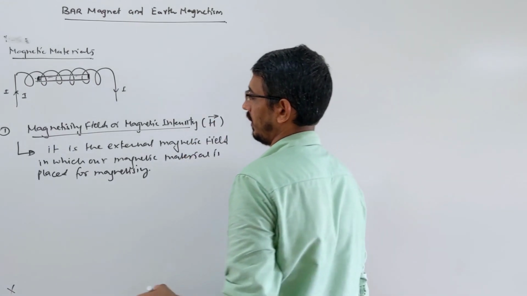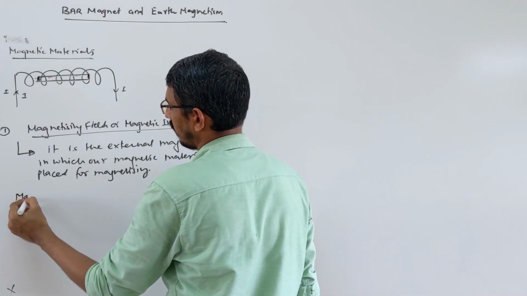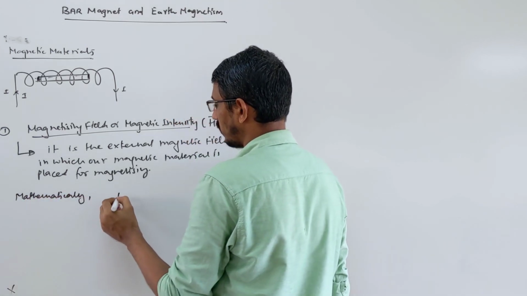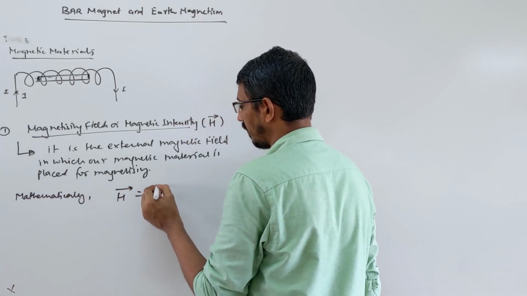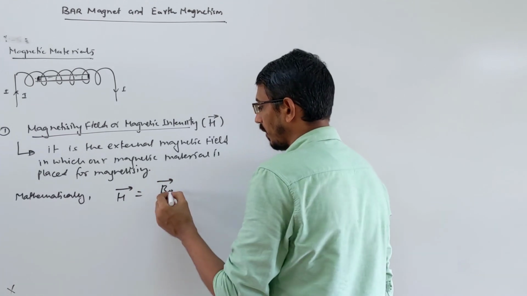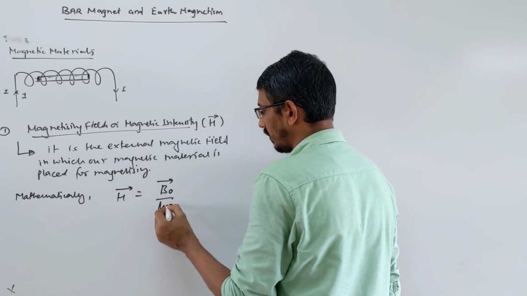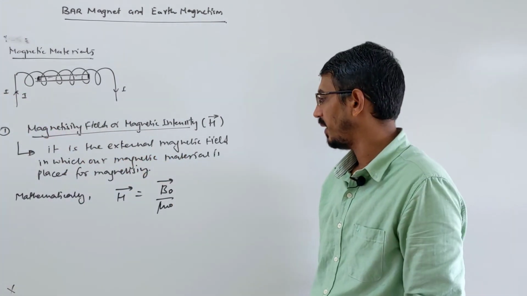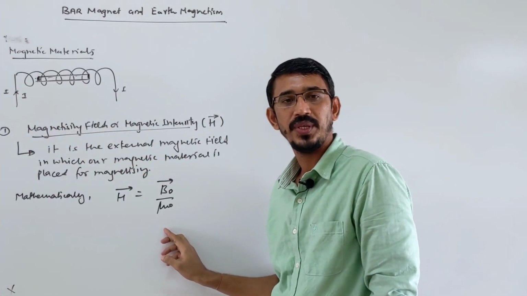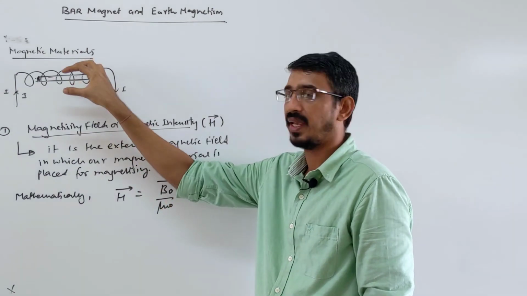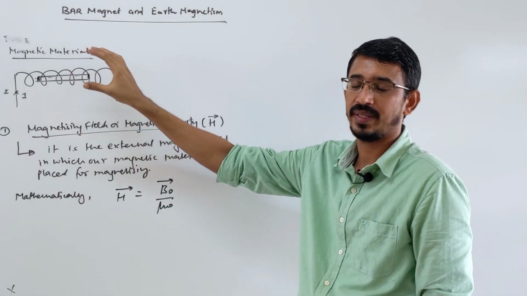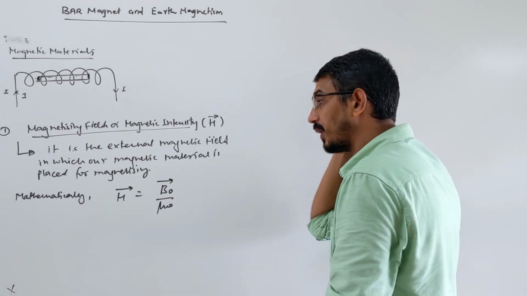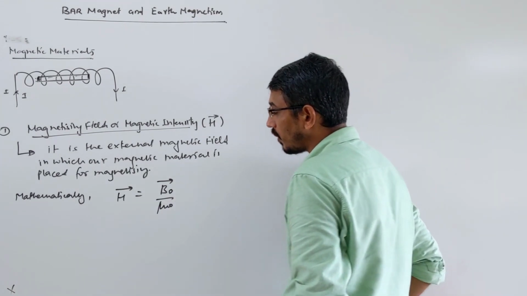So what is H actually? Mathematically, how do you write it as a formula? It is simple. H is nothing but B by mu naught, where B is the magnetic field produced by your source and mu naught is the permeability of free space. Suppose you place the solenoid in air, then this is your formula, correct? So it is very simple.